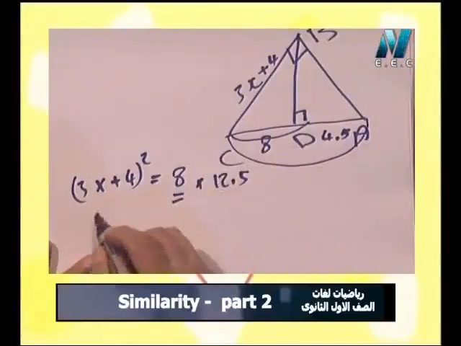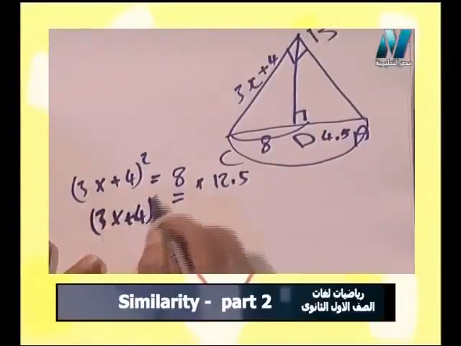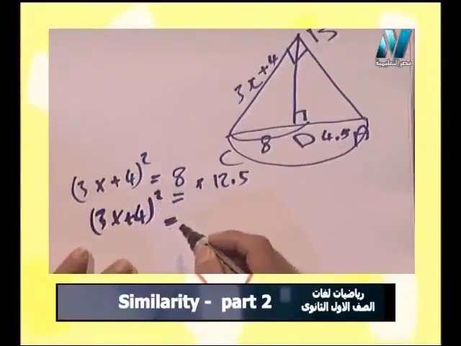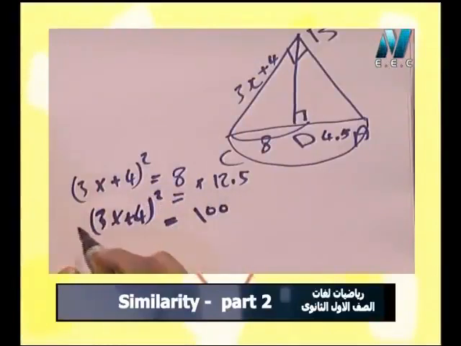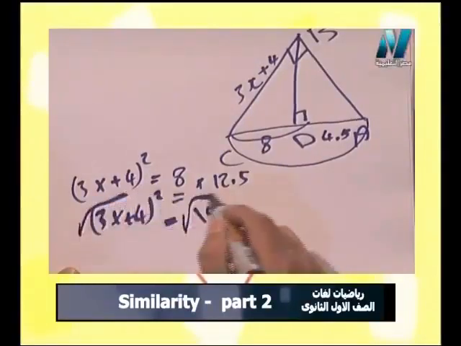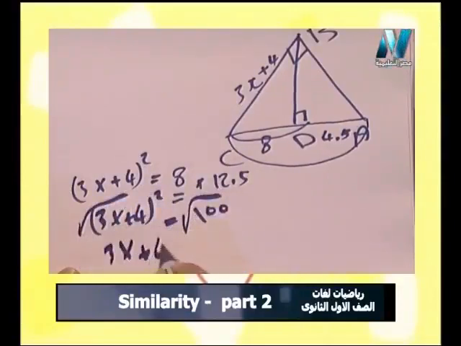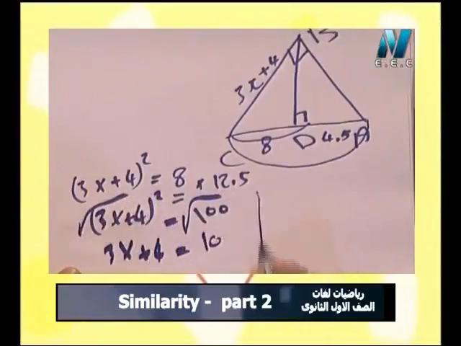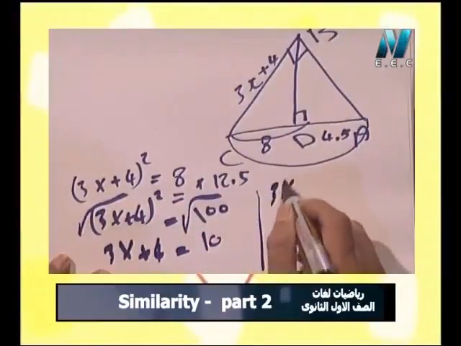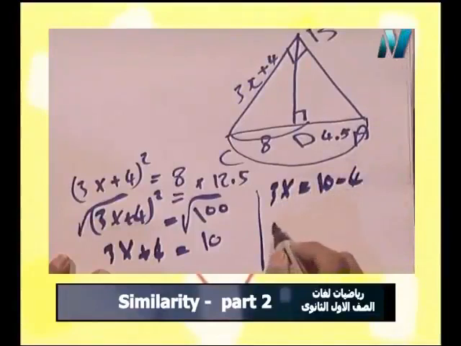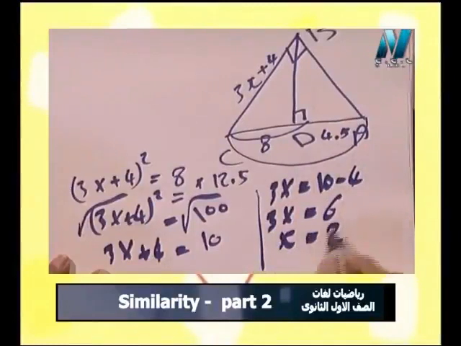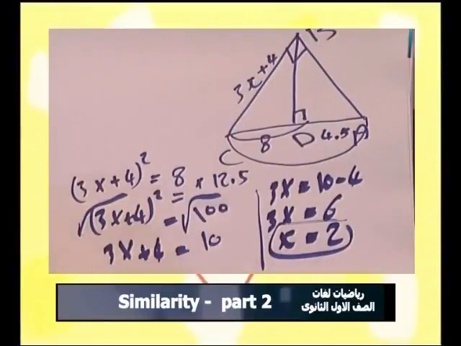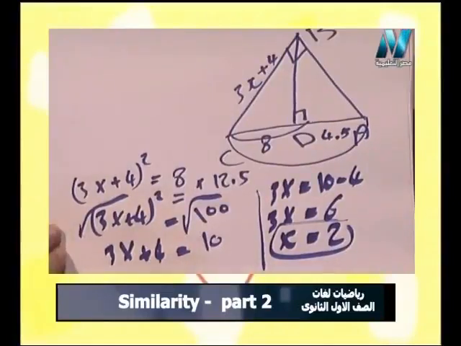Okay, 3x plus 4 power 2 equals 100. So take the roots of the two sides. 3x plus 4 equals 10, and solve the equation. 3x equals 10 minus 4, so 3x equals 6, and x equals 2. So we have x equals 2 and y equals 9. Let's move to another question.